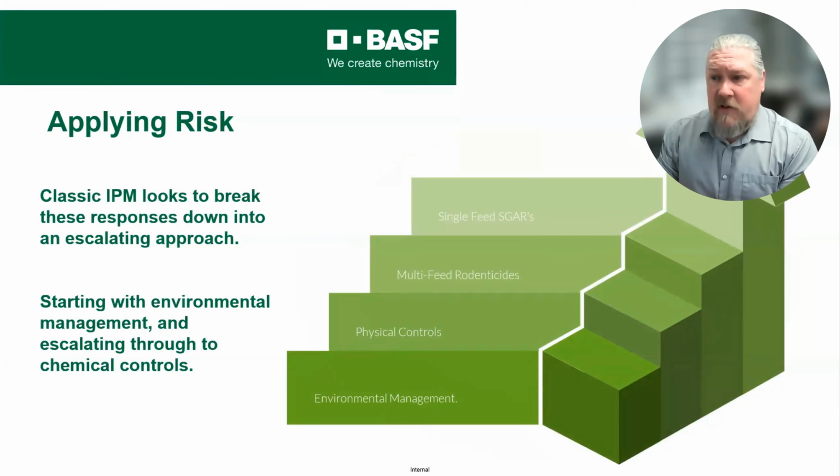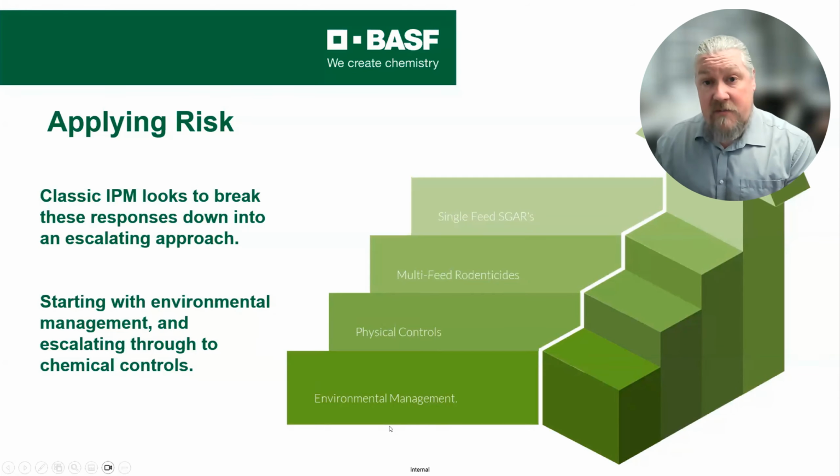Now, when we talk about applying risk, let's go back to our IPM, because that has a really good escalating approach, doesn't it? Because the classic IPM model looks to break these responses down into this escalating approach. You start at the bottom with the lowest impact to the environment, which will be environmental management. And then as you move up through these, moving to physical controls, multi-feed rodenticides, the single-feed rodenticides, those risks escalate proportionally.